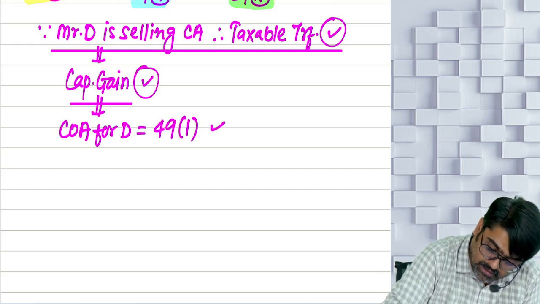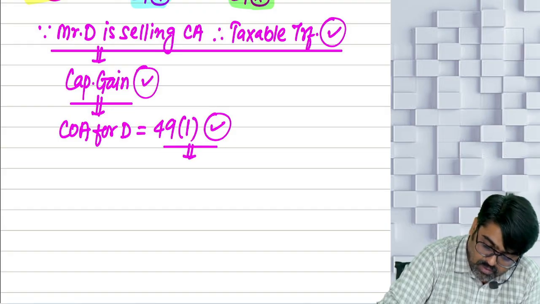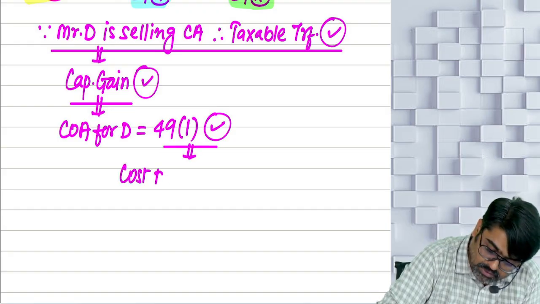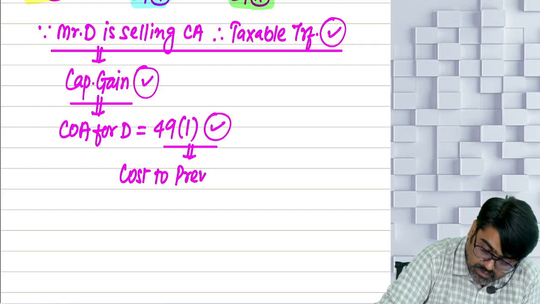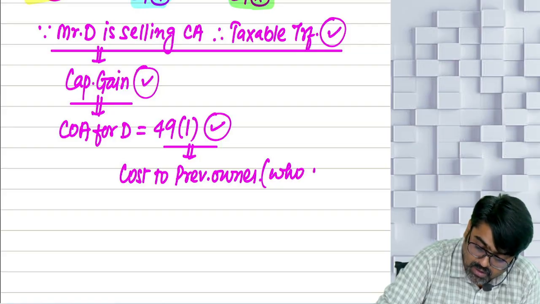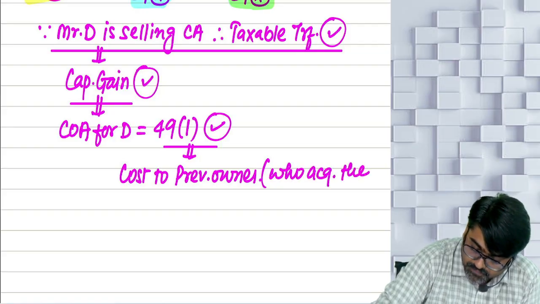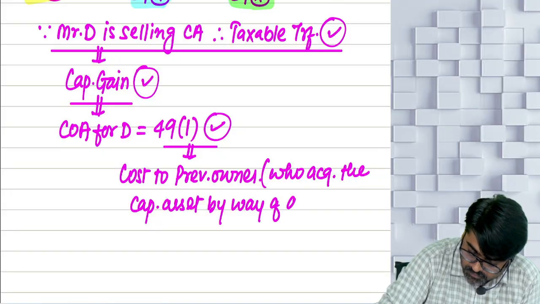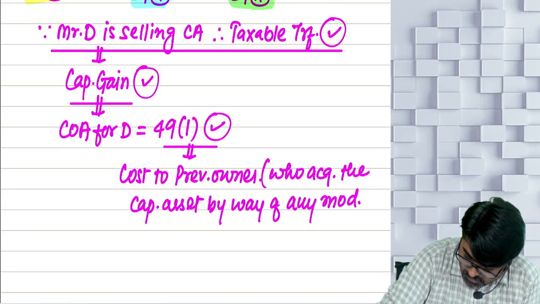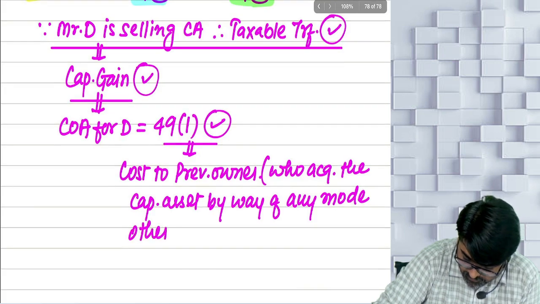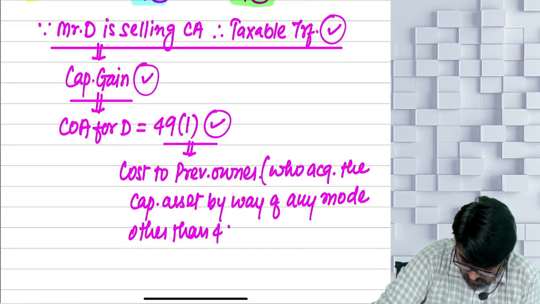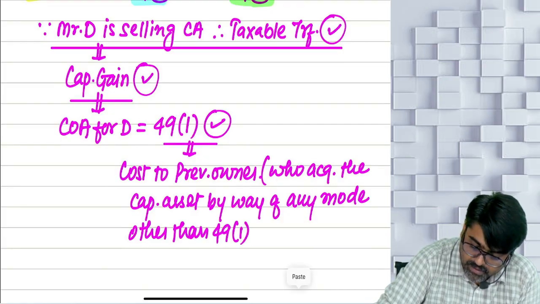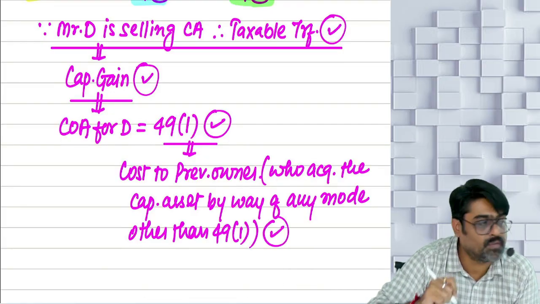49(1), which says that cost to previous owner. Which previous owner? Previous owner who acquired the capital asset by way of any mode other than what? 49(1) will be deemed to be the cost in the hands of D.